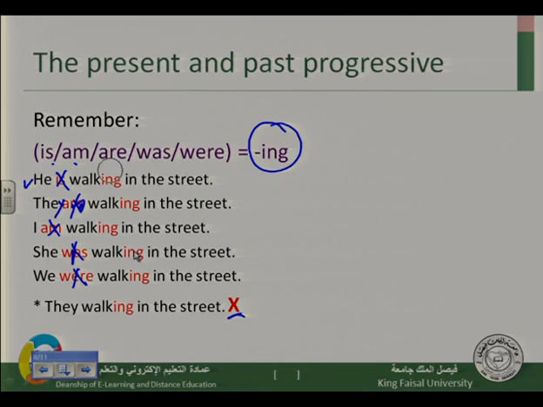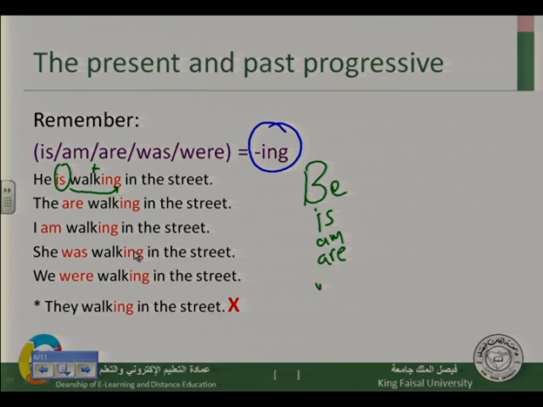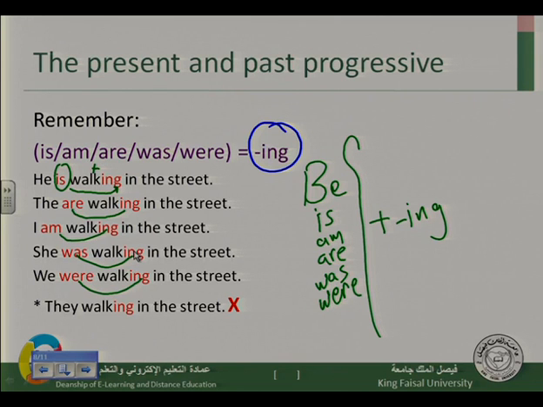In order to make it correct, we have to use verb to be and -ing together. So it's verb to be, is, am, are, was, and were, plus -ing. You have to have them together. So are walking, am walking, was walking, were walking. Here, they walking, this is not right. This is incorrect. Is that clear? I hope so.